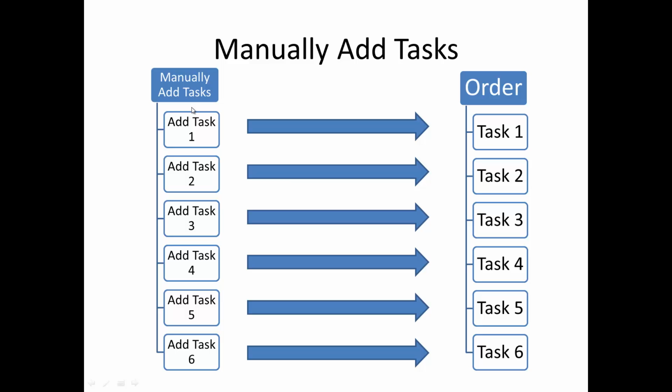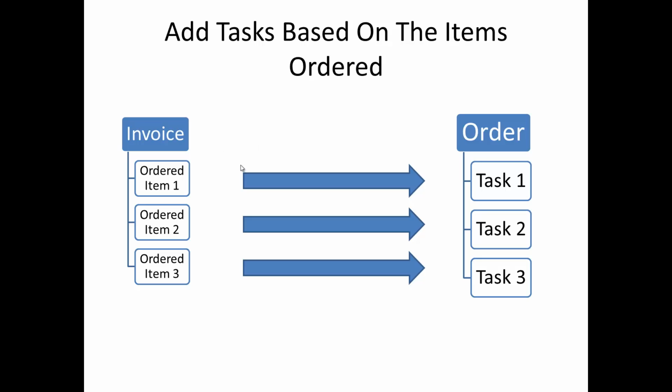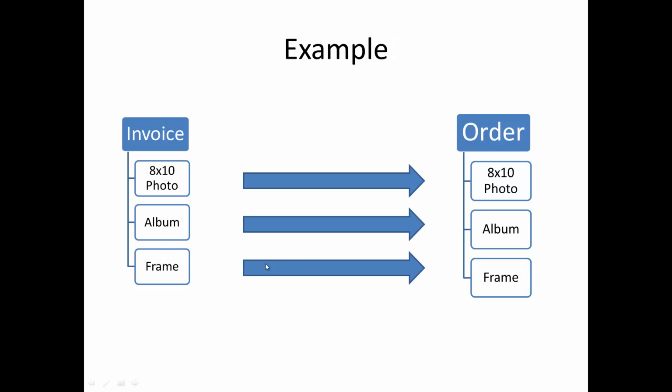But this is first how you manually add them. You'd have to go through each one and manually add it. Using a task template group, it would just take all of these right here and stick them straight into the order. It wouldn't matter what they had in the invoice, it would just do it straight. This one, it takes what they ordered and sticks it straight into the order, and only what they ordered, so nothing more, nothing less. So for example, if they ordered these items, these would be the tasks that are listed in the order of what the items that need to be delivered.